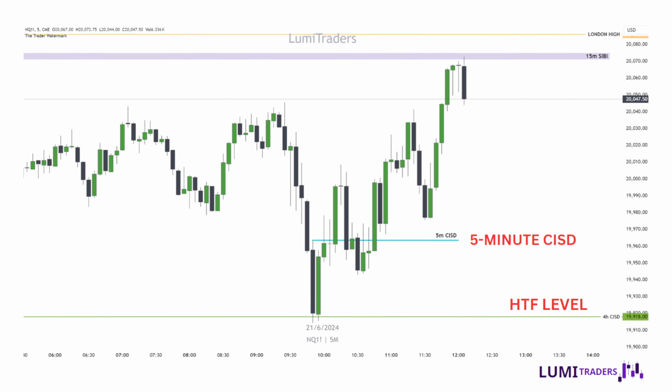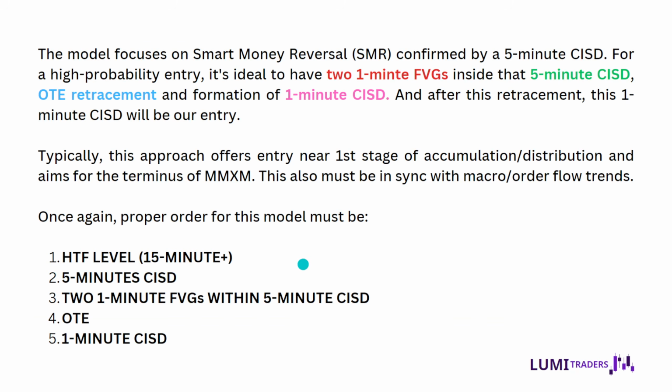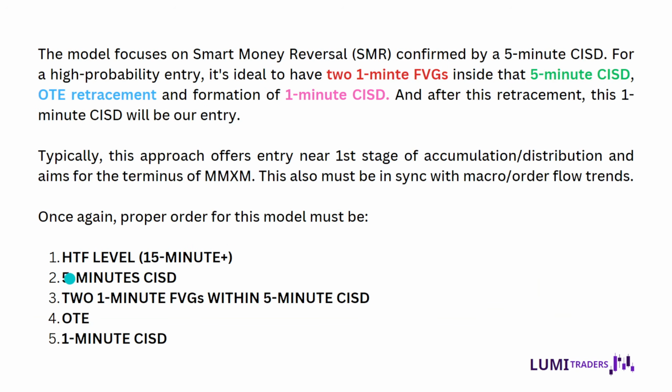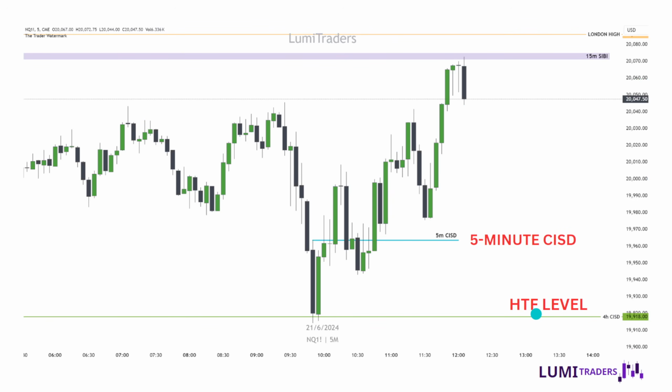Well, let's take a look at an example on NQ. What can we see here? We can see that price reached 4-hour order block. So we have high time frame level right now, 4-hour order block. Perfect. After this, we got a move up and it formed 5-minute change in the state of delivery. We have 5-minute change in the state of delivery. Perfect. High time frame level once again and 5-minute change in the state of delivery.